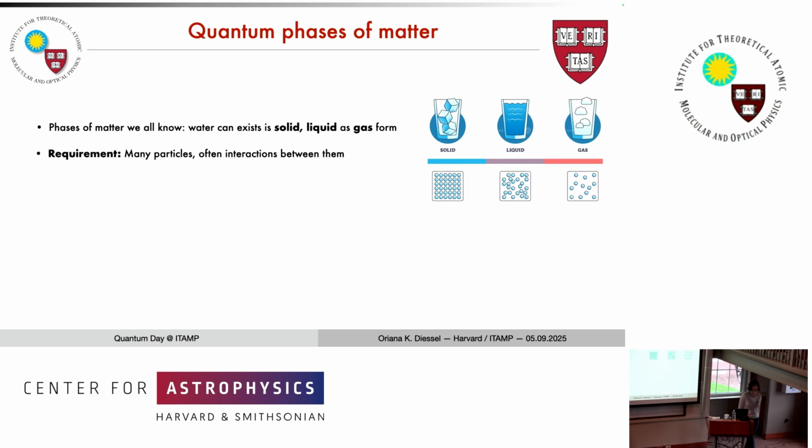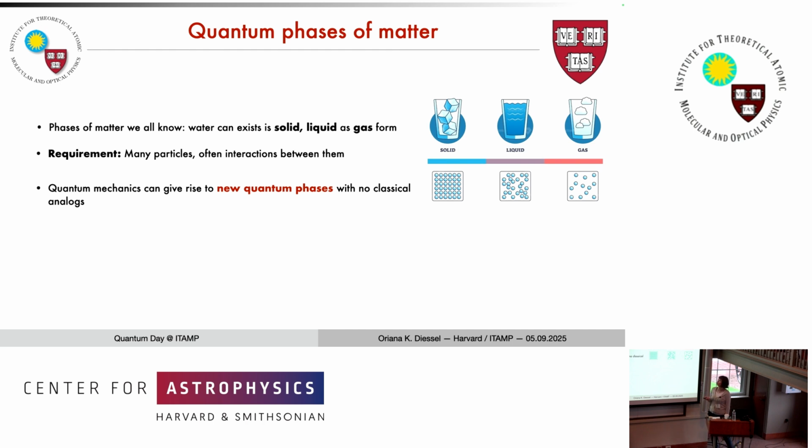So what do we need to have in order to have a phase of matter? Well, first of all, we have to have many particles. So we're leaving the single particle limit here and seeing what happens when we put together more and more particles. And also very often we have interactions between them.